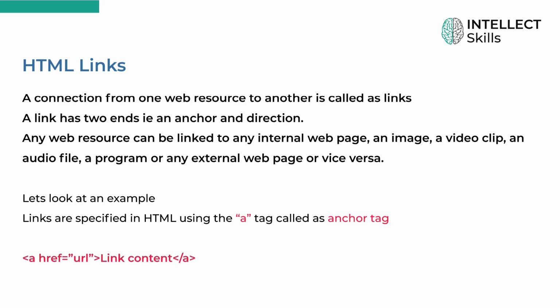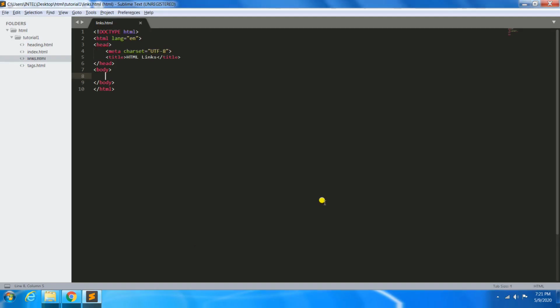Now let's look at an example. Links are specified in HTML using the A tag called as anchor tags. So now let's switch over to our text editor and check out this example. Okay, so now we have a basic HTML code ready and saved as links.html.